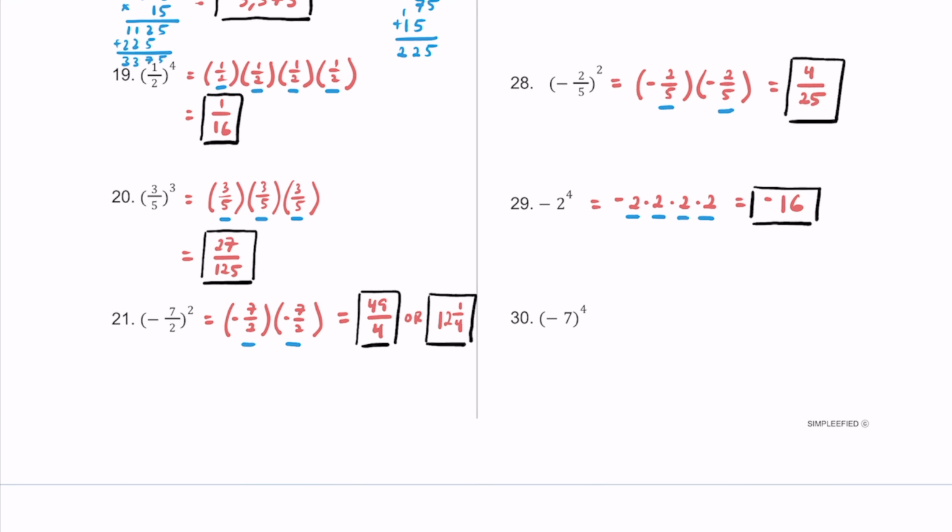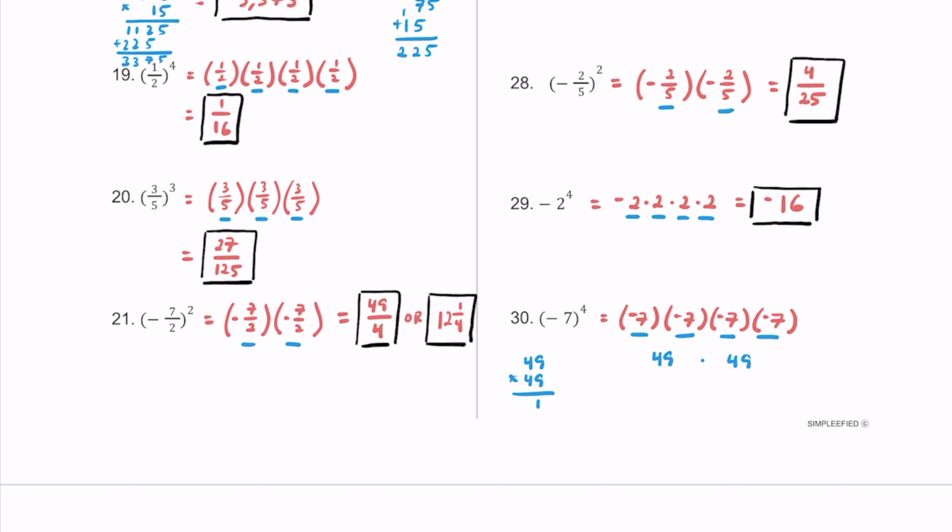Okay. Finally, we have number 30. Number 30, we have this negative 7. This negative 7, there are 4 of them, so we should go ahead and group them like this and show that there are 4 of these negative 7s. That's 3, and then that is 4. Now, a negative 7 times a negative 7, that's a positive 49. And then a negative 7 times another negative 7 is another positive 49. So really, we have to figure out what 49 times 49 is, okay? So let's see here. I'll write that over to the side here, 49 times 49.